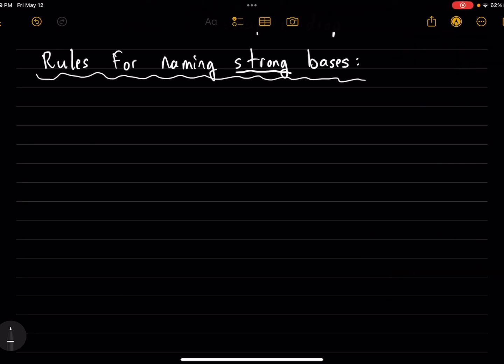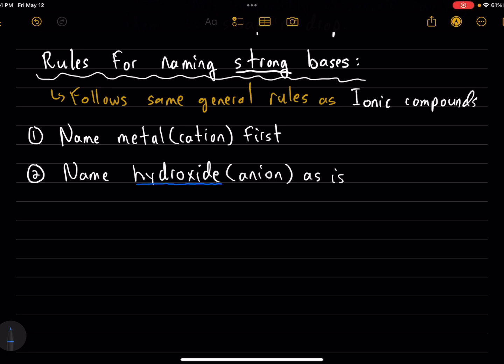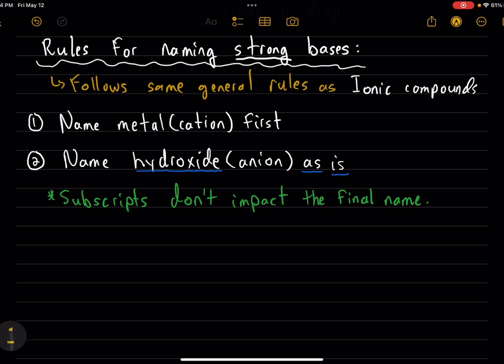So when it comes to naming strong bases, they follow the same rules as ionic compounds because they are ionic compounds. So that means that you're going to name the metal or the cation first. Then you're going to name the hydroxide anion as is. And we name it as is because it's a polyatomic ion. Remember that just like in ionic compounds, subscripts don't impact the final name. So I don't want to say any di, tri, tetra.